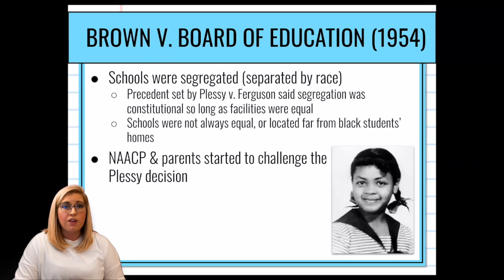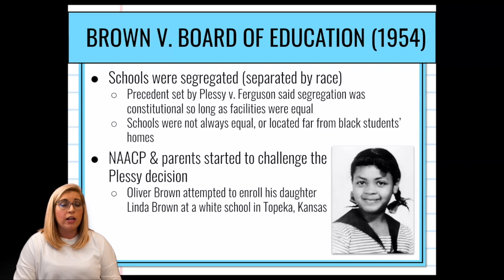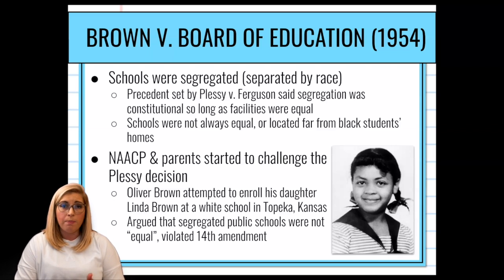One of the most famous families that worked with the NAACP was the family here, Linda Brown. Her dad, Oliver Brown, tried to enroll her in the all-white public school that was closer to her house, and they said no way.